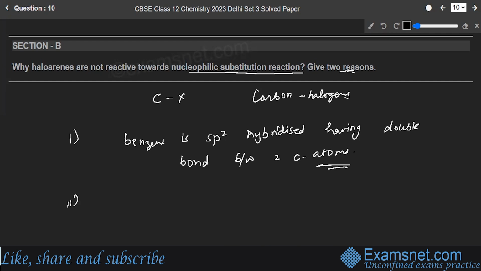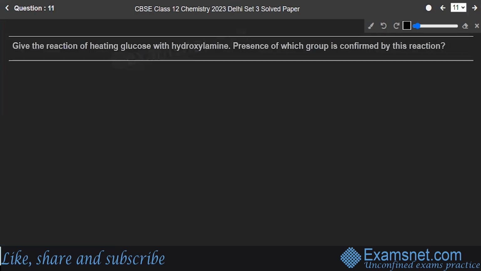Also, halogens show resonating structures in which the lone pair present on the halogen rotates around the benzene ring, and charges are delocalized, which makes it a stable structure and does not easily substitute the halogen group. So these are the two reasons why haloarenes are not reactive towards a nucleophilic substitution reaction. Hope you understood this. Also, you can say that there's a difference in hybridization of the carbon atom and instability of phenyl cation. So let's move to the next question, number 11.